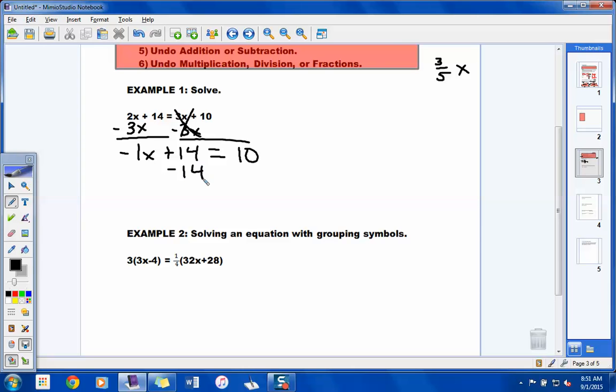Excellent. Negative 14 on both sides, and I'll quickly run through this. 14s are gone. You have negative 1x equals. What's your last step then, kids? Divide by negative 1, and what's your quotient here, Kelly? Positive 4. I've got x equals positive 4 when I'm done with this. Okay.